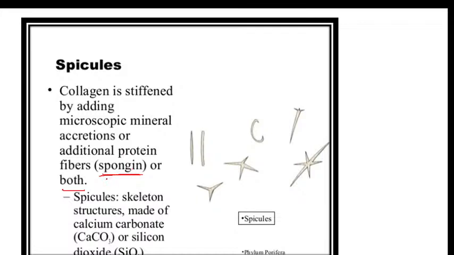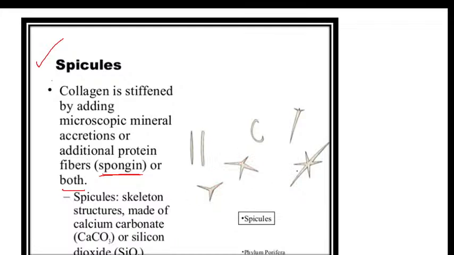അങ്ങനെ ആ കൊളാജൻ stiffened ആകും, and these structures are called spicules. ആ സ്ട്രക്ചേഴ്സിനെ പറയുന്ന പേരാണ് സ്പിക്യൂൾസ്. And spicules is actually the skeleton of sponge. സ്പിക്യൂൾസിനെ നമുക്ക് സിംപ്ലി skeleton of sponge എന്ന് പറയാം.